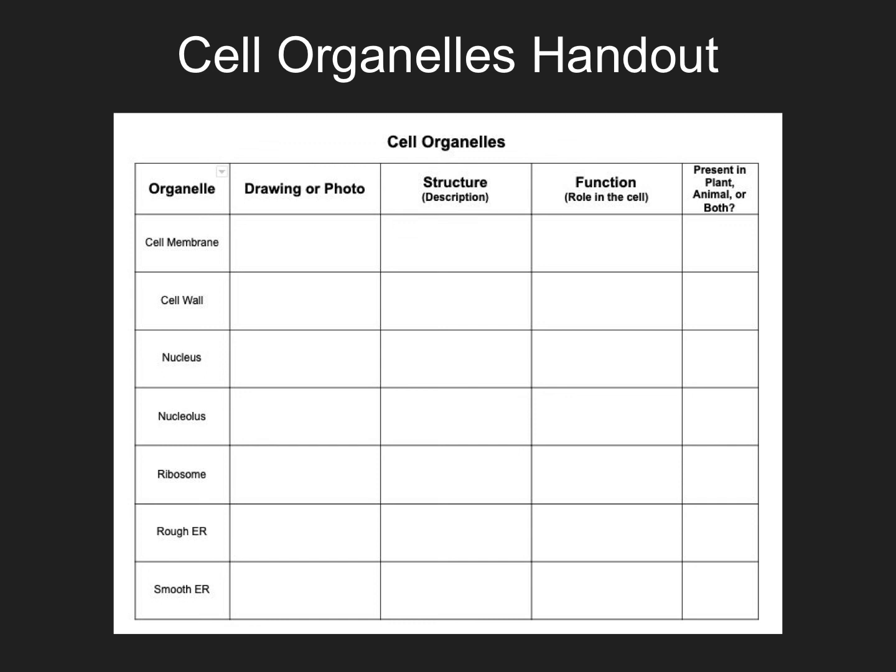So for each item, like the cell membrane, do a brief little drawing or sketch, or if you're doing the digital version of this assignment, take a screenshot or photo and insert it right into that box. Use words to describe the structure of these items. List the main function or functions in the cell. And then in the last column, I want you to tell me, are these items found in plant cells, animal cells, or both? Have fun with this, and I hope you learn a lot about cell organelles here.